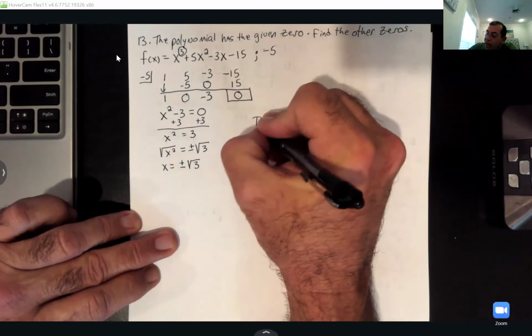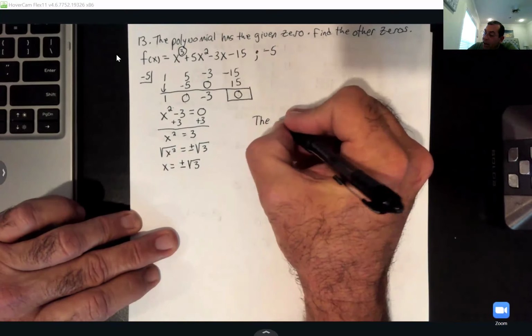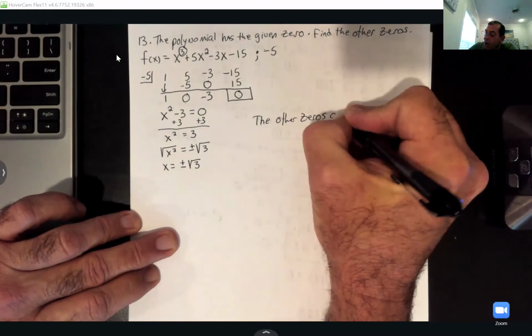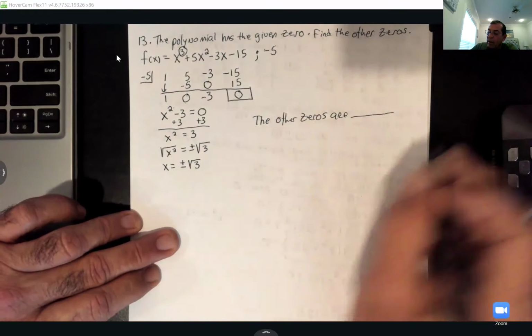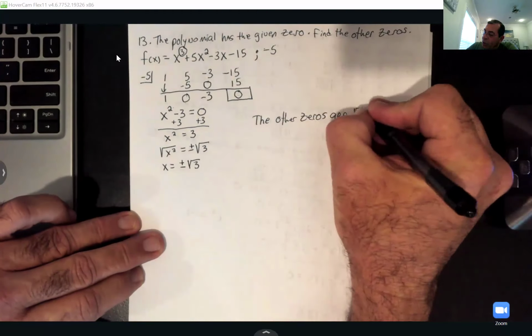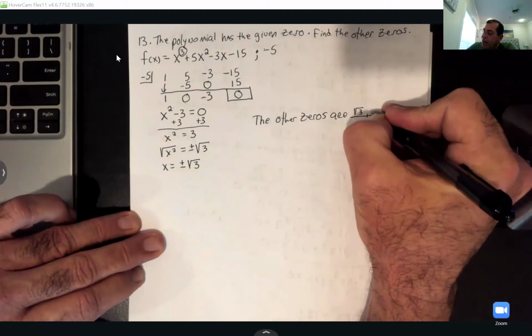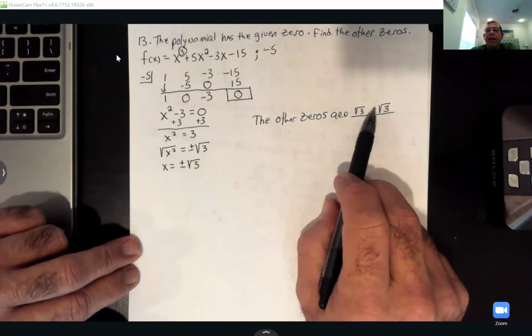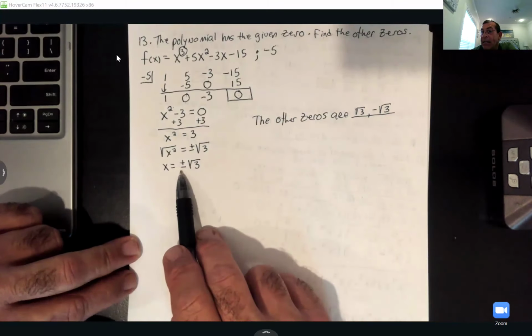So this one, the answer blank will say the other zeros are blank. Do not put in the -5. Put in your square root of 3 and your negative square root of 3. And it'll probably let you do the plus or minus like I got on this one, okay?